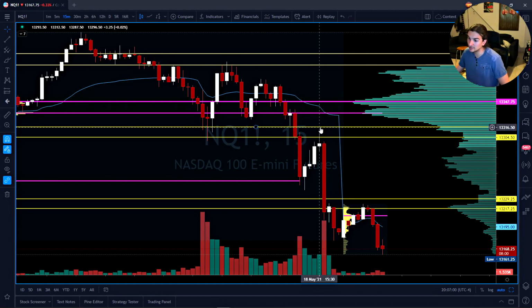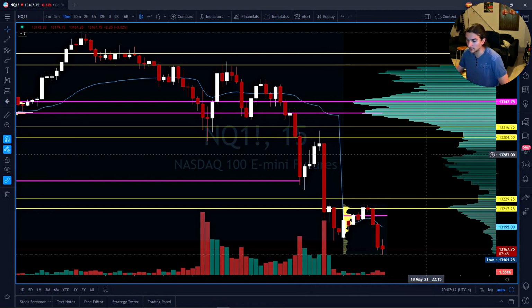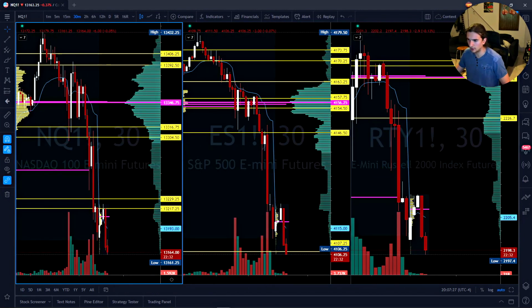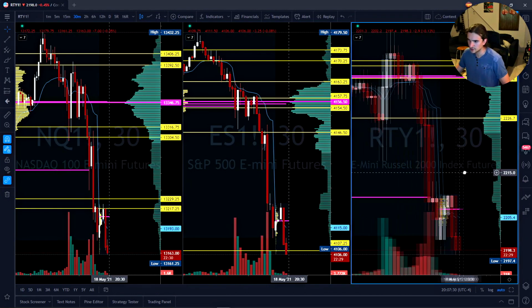We could have easily continued up higher, hold the bid, move higher, hold the bid, move higher, and close up in value. But instead, the bears defended it here. There was no one willing to bid this thing, and it flushed down, and now we're trading lower. So that's pretty much it, guys. I'll use this type of stuff on all three correlated markets just to get a good idea.